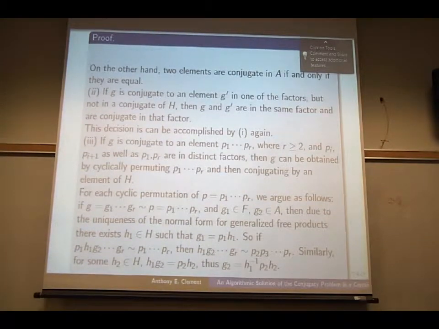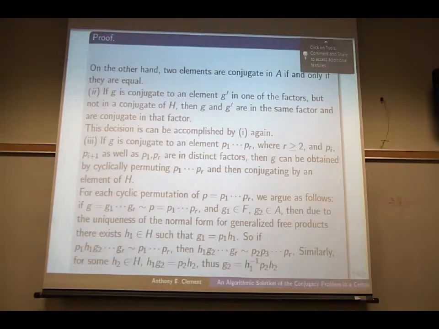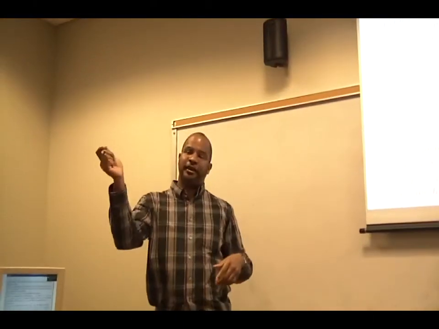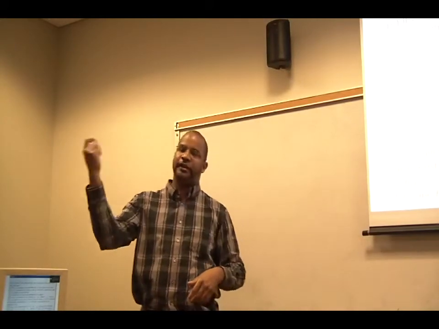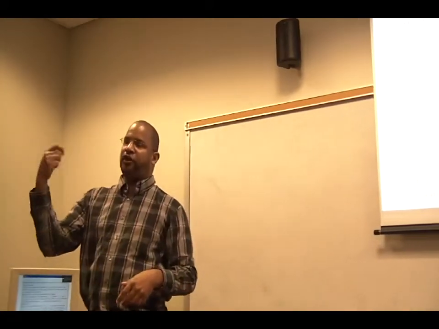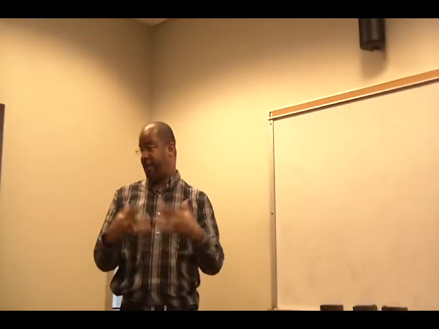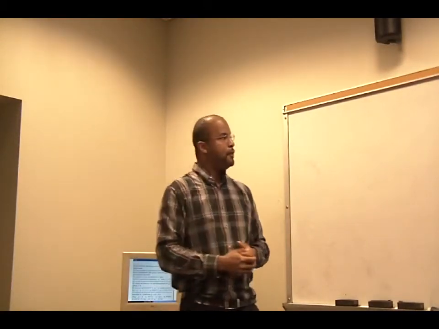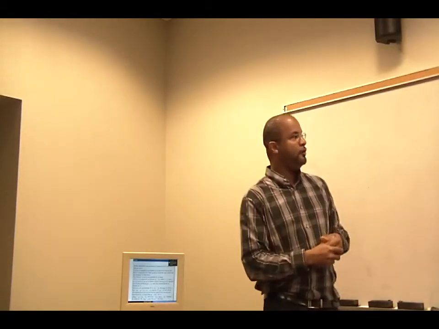If G is conjugate to an element P1 to PR, again, the P1 could be in F, P2 in A, P3 in F, P4 in A, etc., alternating factors. Then this G can be obtained by, again, as Magnus says, cyclically commuting the P's and then conjugating by an element of H. And if that occurred, then G is conjugate to P. So for each cyclic permutation, we argue as follows.